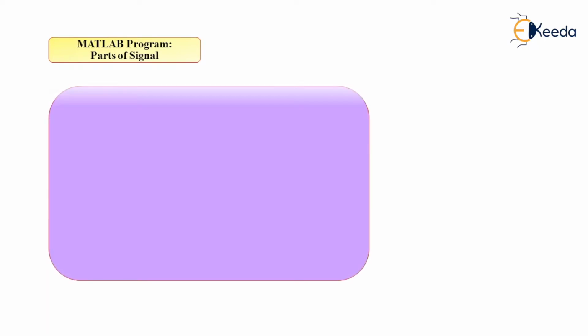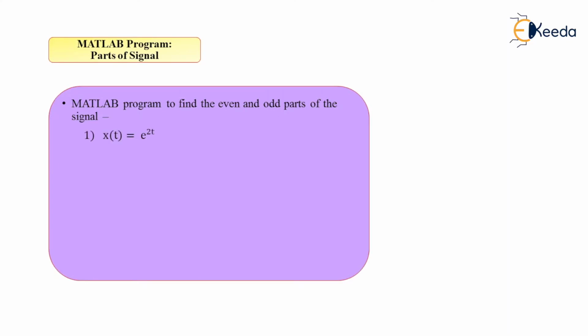So here we start with our topic titled MATLAB program parts of signal. With respect to the parts of the signal, here we discuss a simple aim. We are going to write a MATLAB program for finding the even and odd parts of the signal. Here, for example, we are going to deal with two signals. Those are mathematically expressed by these equations.